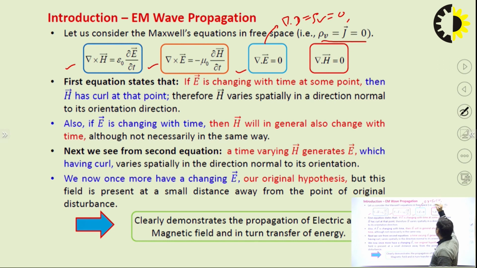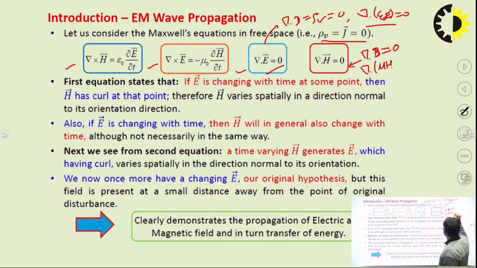So, rho v is 0, and in place of D we can put epsilon naught E. So, it will be del dot epsilon naught E equal to 0, and from this equation we get del dot E equal to 0. Then we have del dot H equal to 0. How did we derive this equation? We derived it from del dot B equal to 0. In this case B is equal to mu into H, and mu cannot be 0, so we can write del dot H equal to 0.